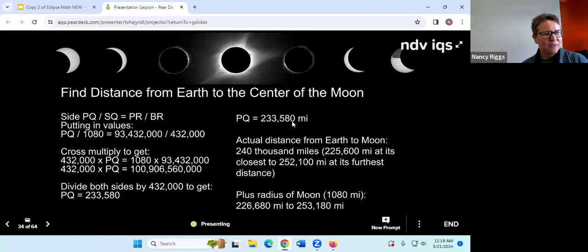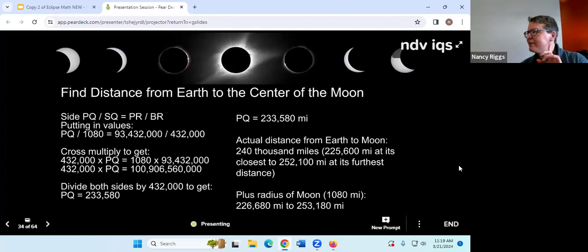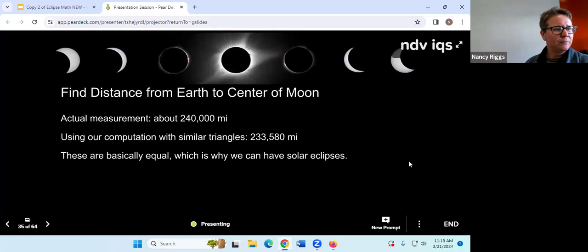So again, that was the answer I just got for PQ, and that is in miles. And if we remember from earlier, we said the actual distance from Earth to the moon is about 240,000 miles. Now, obviously, I didn't put the radius of the moon into that equation, so we could put that in there as well. But I've also got this closest and furthest distance. We touched on that earlier. We didn't actually talk about what that is, though. We'll get there in just a moment.